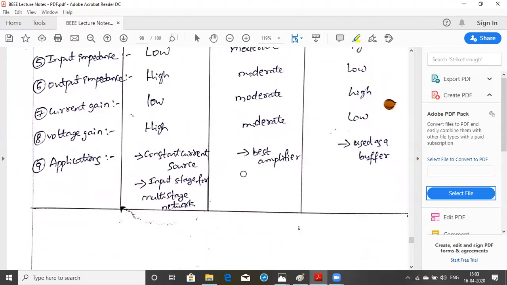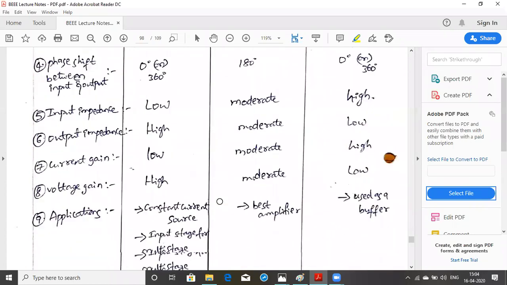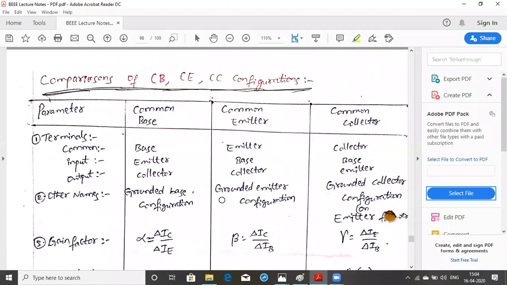These are the applications. The best amplifier is always a common emitter amplifier. If you want to pick an NPN transistor, you need to choose the common emitter configuration only for the best amplification purpose, either with a DC bias or AC bias. The common base is used as a constant current source, and the common collector is used as a buffer. A buffer is nothing but whatever input signal you give will appear across the output. We are going to call it a buffer. In some electronic circuits, we use this as a buffer. So these are the 9 different conditions or parameters which differentiate the common base, common emitter, and common collector configurations.